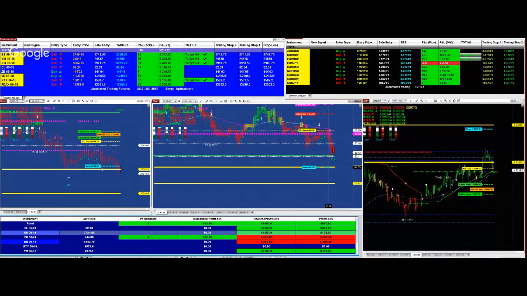All of the charts are based on 1 minute. We do not use Renko. We don't use all kinds of funny bars because those are not a real trading time frame. The minutes are the real trading time frame.